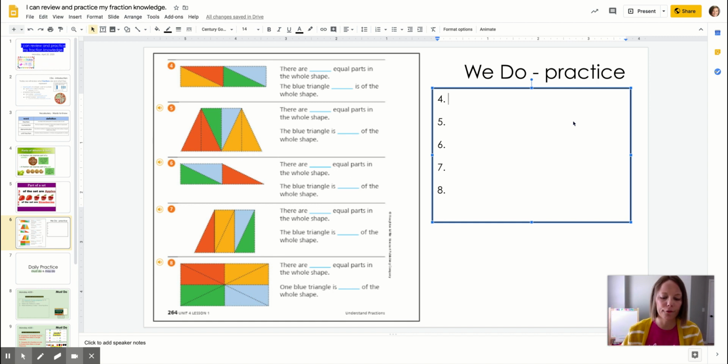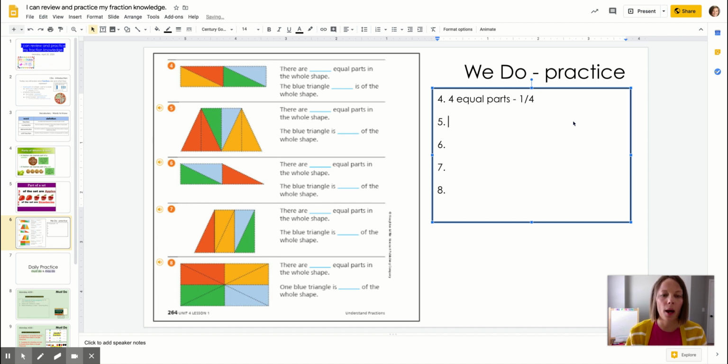So there are 4 equal parts in this whole shape. It's a rectangle divided into 4 equal parts. The next part of number 4 says the blue triangle only. If I just want to look at the blue triangle, I see 1 blue triangle, and I remember that there are 4 equal parts. So I would say that the blue triangle is 1/4 of the whole shape.